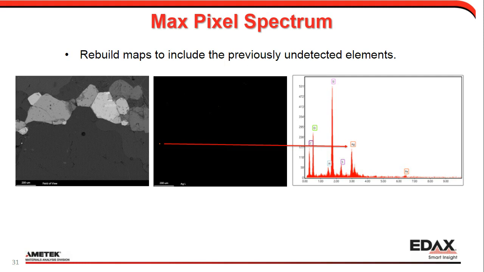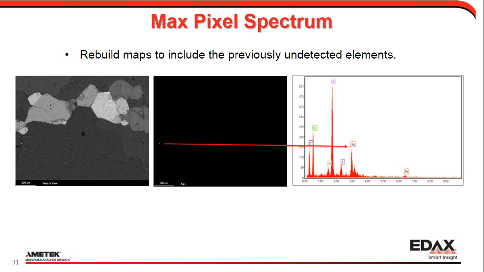Because a full spectrum is saved at each pixel, the maps can be rebuilt to include the previously undetected elements. With the information from the previous slide, now you can include silver to rebuild the map to see where it is. The middle image is a rebuilt silver L map. You can see there's only a little spot of silver. Probably it's from a drip of silver paste during sample preparation.